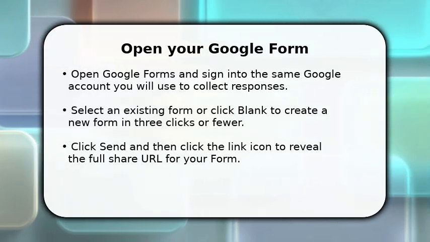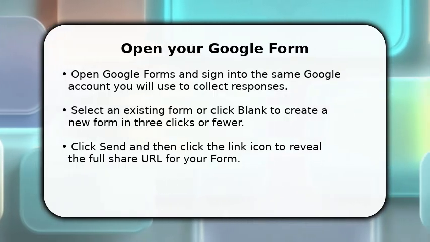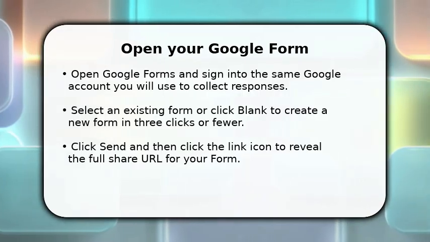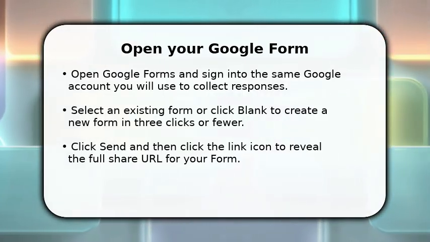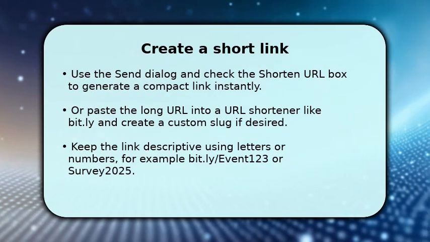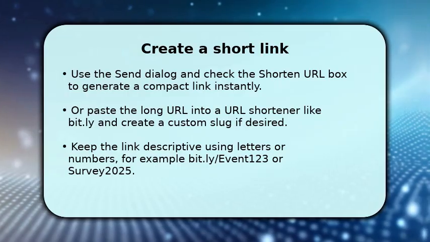Click the Send button in the top right corner to open sharing options. Click the link icon to reveal the full share URL for your Google form. Use the Send dialog and check the Shorten URL box to generate a compact link instantly. That checkbox makes a shorter form URL without leaving Google Forms.